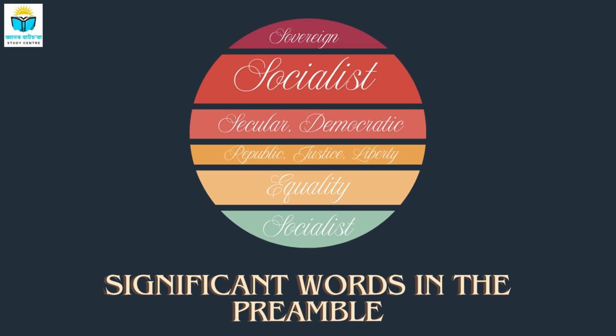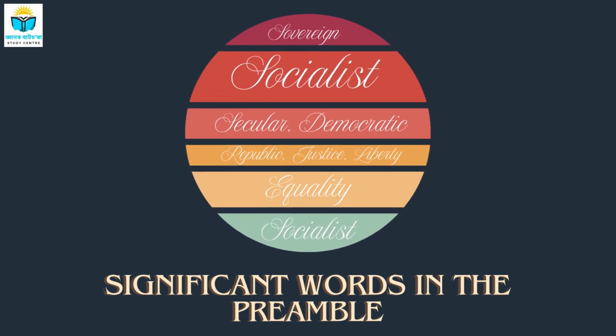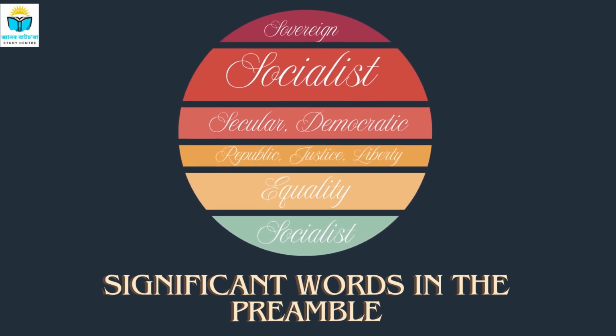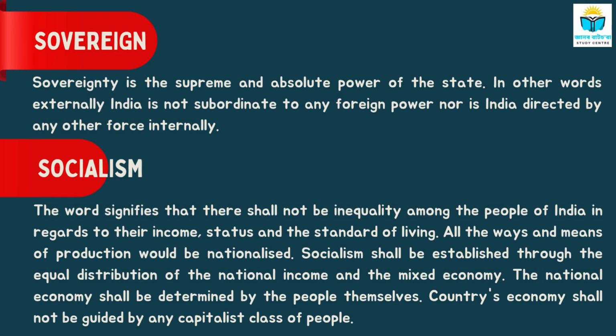Significant words in the Preamble. Let's now understand some important terms in the Preamble. Sovereign and socialist. Sovereign means India is free from external control and internally supreme. Sovereignty is the supreme and absolute power of the state. In other words, externally, India is not subordinate to any foreign power, nor is India directed by any other force internally. The word socialist refers to minimizing inequality.